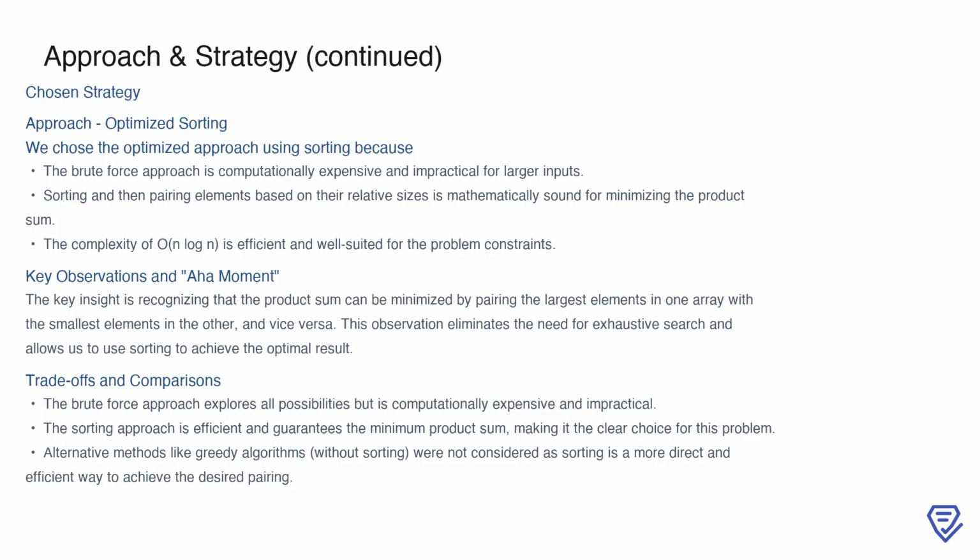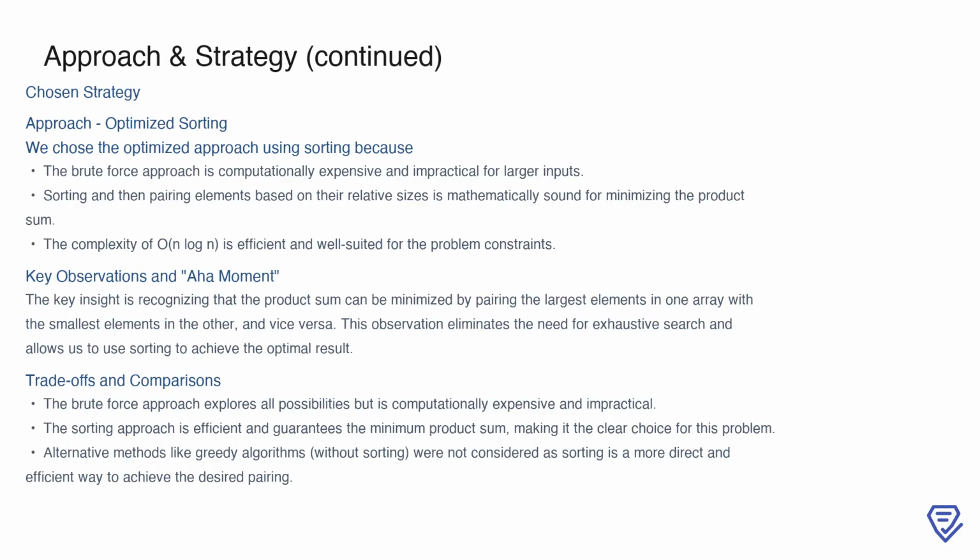First, the brute force method, while exhaustive, is computationally expensive and becomes impractical as the size of the arrays increases. Sorting and then pairing elements based on their relative sizes, on the other hand, is mathematically sound and efficiently minimizes the product sum. With a time complexity of O(n log n), this approach is well suited to the problem's constraints and scales effectively with larger inputs.